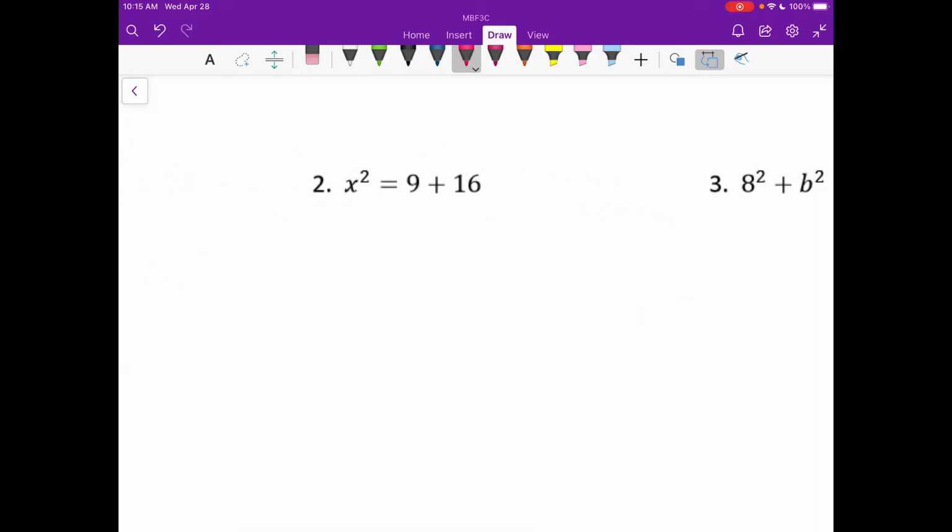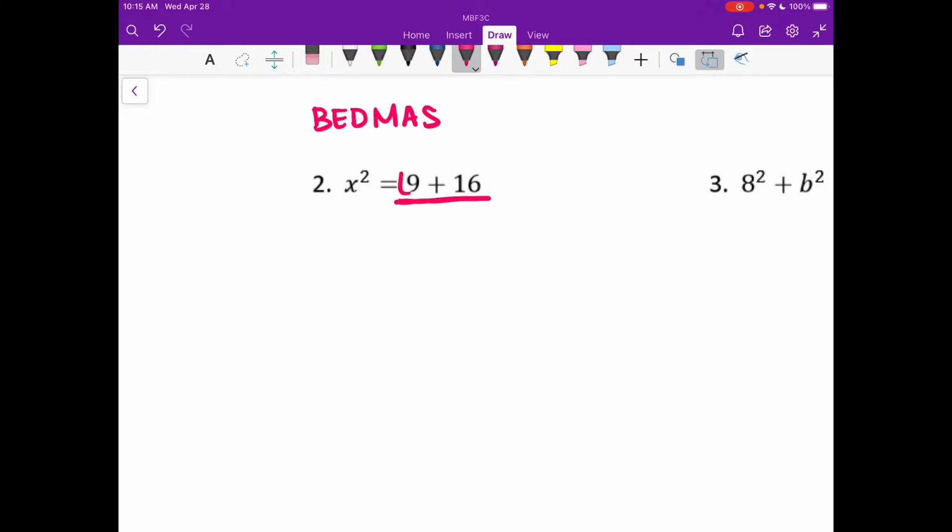If you remember BEDMAS, which is you need to do brackets, exponents, division, multiplication, addition, and subtraction, right? You'll know that the first thing you should probably do over here is actually the addition, right? Because you want to know what's going on with this 9 plus 16. It's just easier.